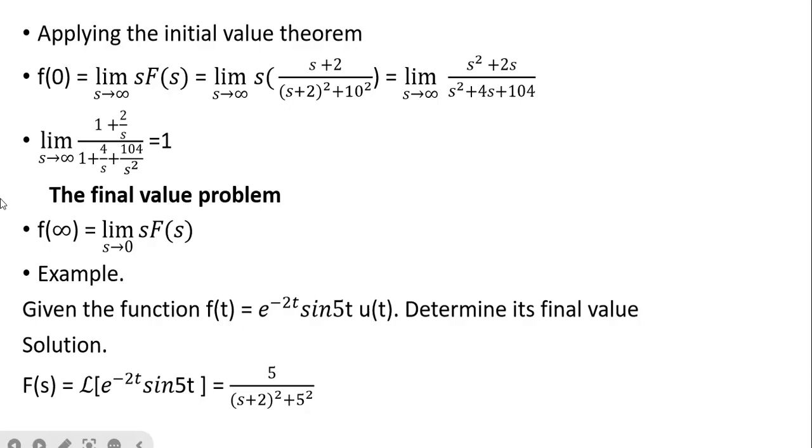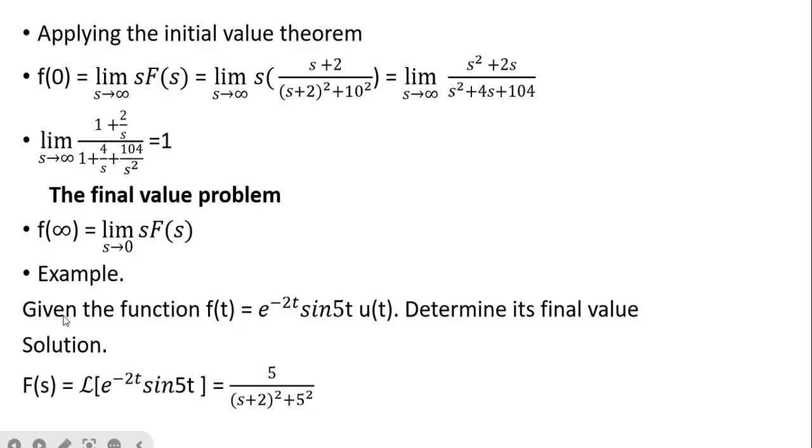Now, how best can you understand this? Remember that time is the opposite of frequency. That is, time is equal to 1 over f, or f is equal to 1 over t. I hope that refreshes your mind now. So when you have this f of infinity, which is the final value theorem, we're going to test for it in the frequency domain by looking for the value of this as s tends to 0. That will give us the final value.